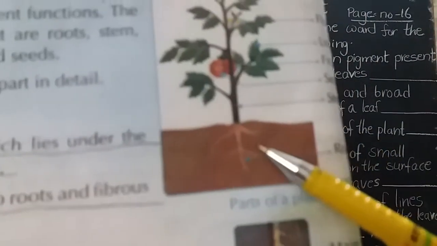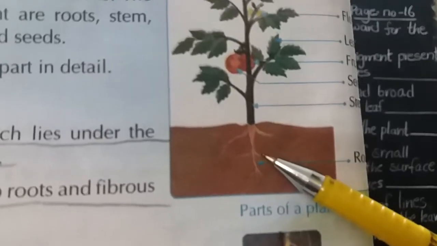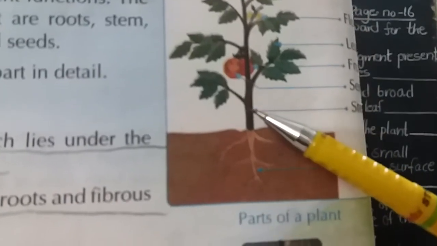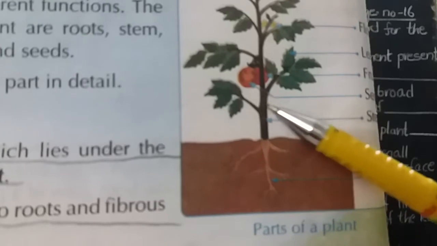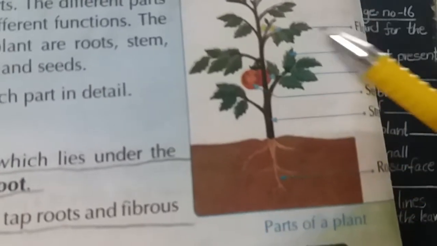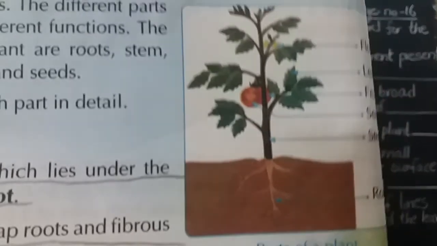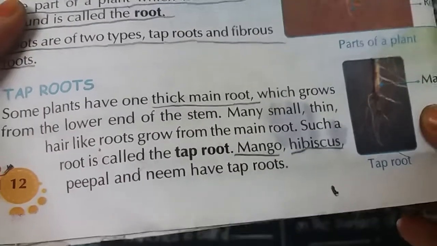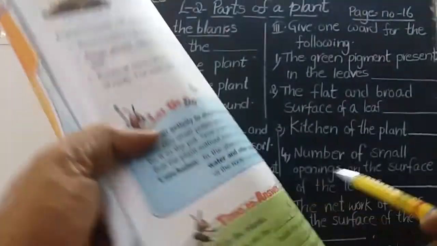And see, these are the parts of a plant. Which part grows under the ground? Root. Yes, the stem grows above the soil. See, these are all the stems. Okay, this is the fruit. These green color parts are called leaves.